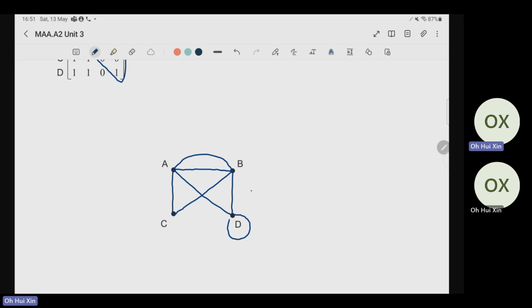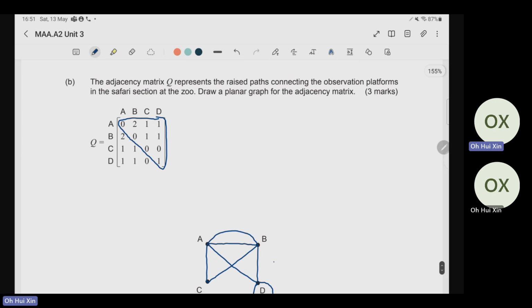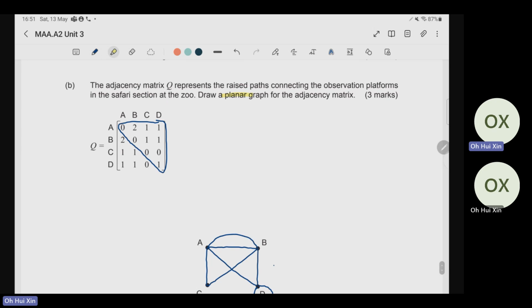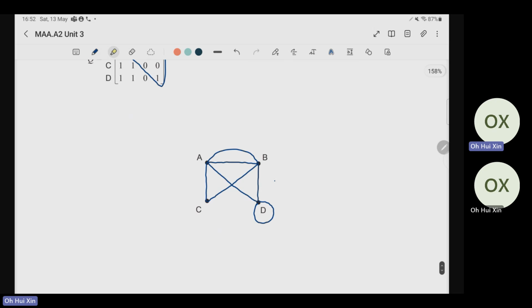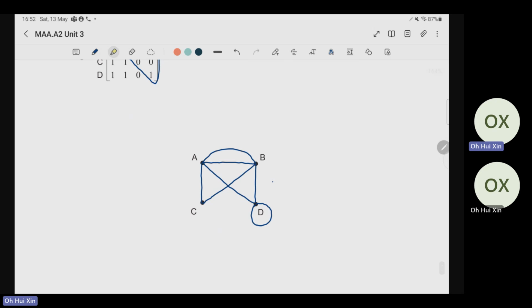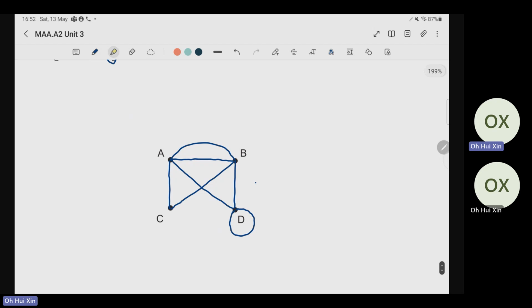But then I think we left out something here. The question said to draw a planar graph. If the question didn't say that you need to draw a planar graph, then this answer is good enough. But if the question says that you need a planar graph, then in this case, you need to move your AD or you need to move your CB. So in this case, I would choose to move my CB. So I can draw my CB outside. Or you can draw it like this, also doesn't matter. Just make sure that you have one edge that connects B and C together.